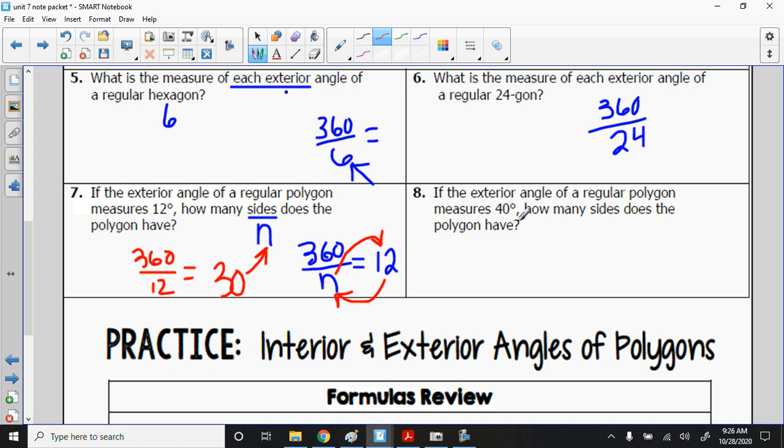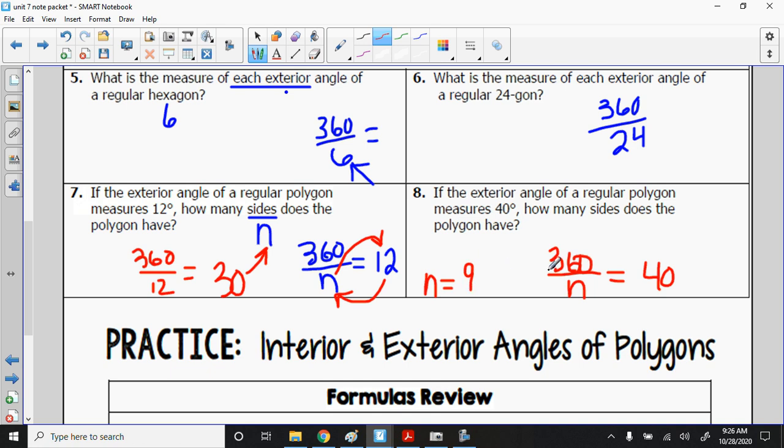I'll do it again. If the exterior angle of a regular polygon measures 40, how many sides does the polygon have? 360 divided by the number of sides equals 40 degrees. I'm just going to substitute these out. So now I'm going to say 360 divided by 40 is n. 360 divided by 40 is going to be 9. This polygon has 9 sides.